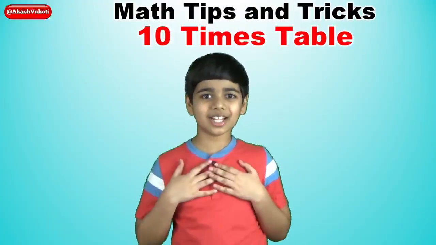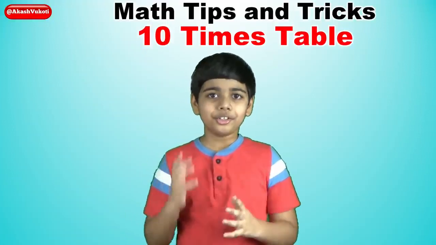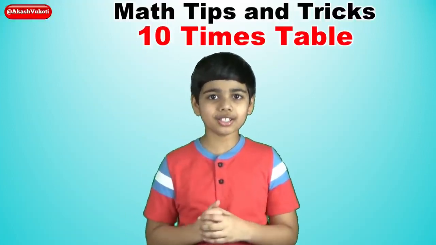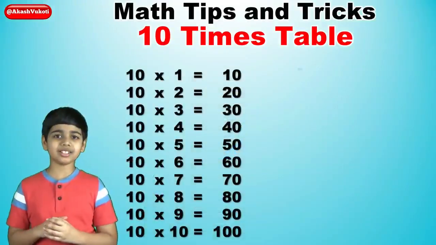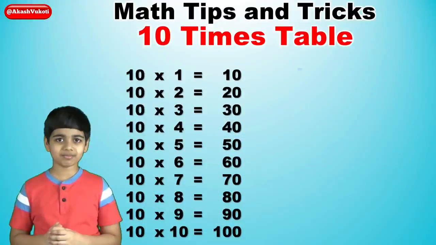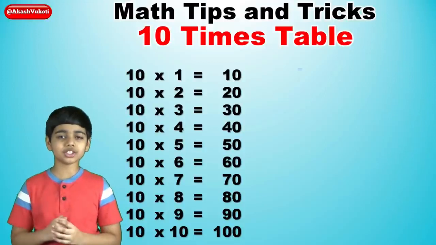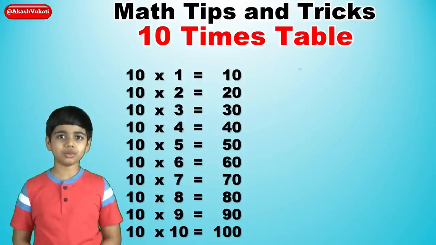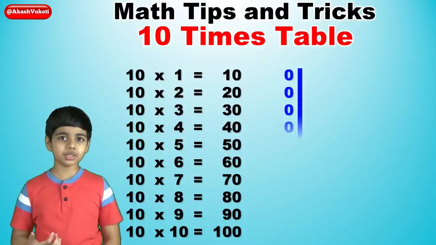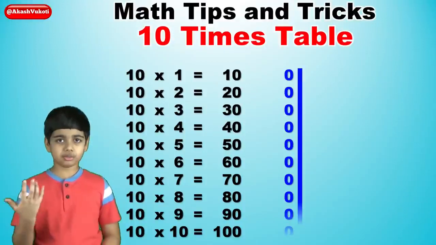Today, we're going to be talking about the trick for the 10 times table. Now, we can begin learning this trick. First, for the ones digits, we're just going to write zeros the whole way through. So 0, 0, 0, 0, 0, 0, 0, 0, 0, 0.